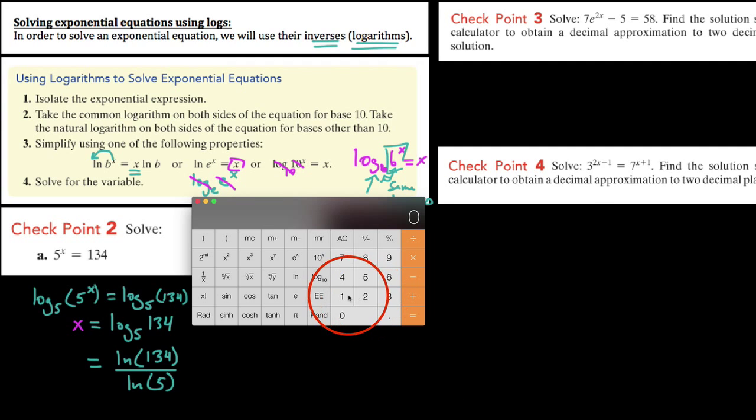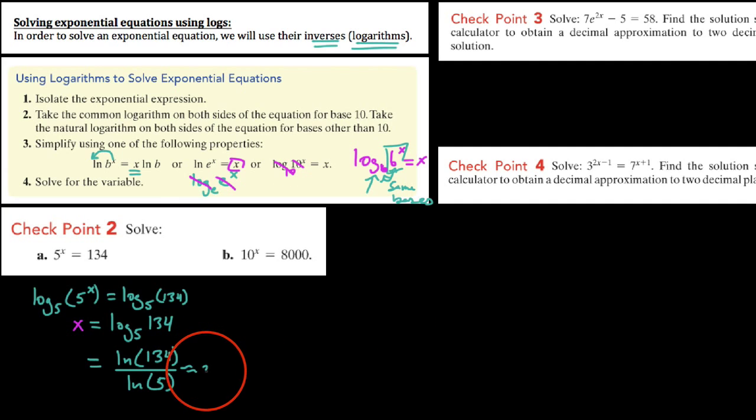So we'll take a look at this. We say 134. We'll take the ln of that, and then we'll divide by the ln of 5, and we get about 3.043, so approximately 3.043. And this is certainly something that we can go plug back in and check.